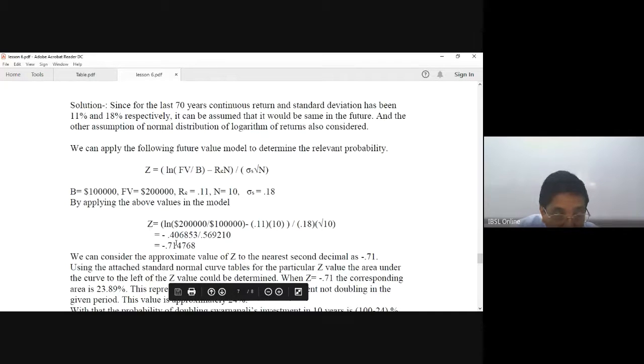Now, the Z value we found by using the equation and substituting the values into the equation, you found the value of Z.